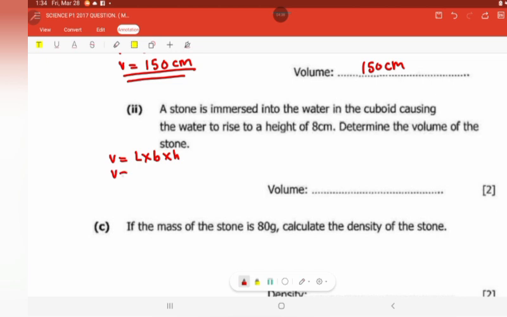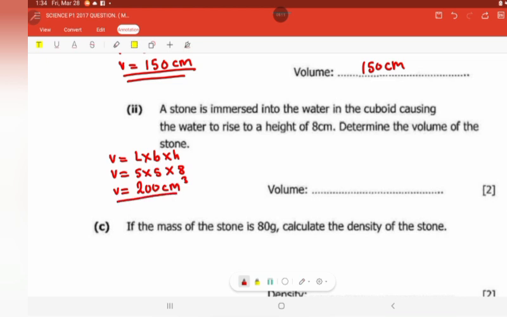So volume is equal to 5 times 5, our length and breadth, and our height is 8, which I've been given there. When you multiply these numbers, it's going to give you 200 centimeter cubed. Okay, this is not the answer. We haven't found the answer.